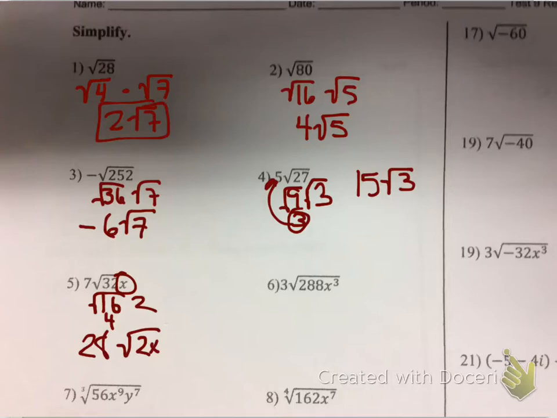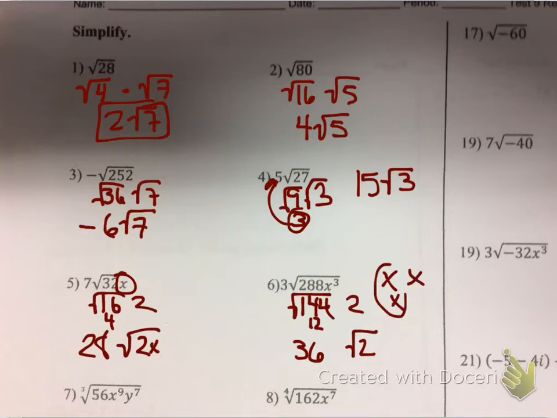288. Well, 144 is the largest that goes into 288, with a remainder of 2. Square root of 144 is 12. 12 times 3 is 36. Square root of 2. X's 1, 2, 3. I've got one group of x's that come out. I've got one x left over, so it'll stay there with the 2. Keep it company. Okay, and so there you go.